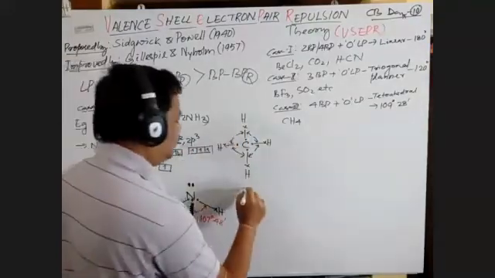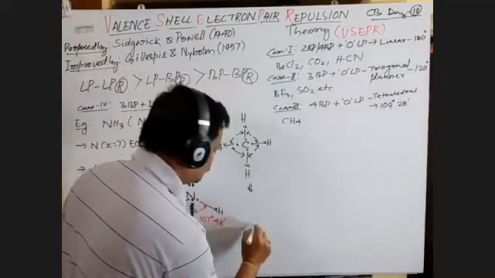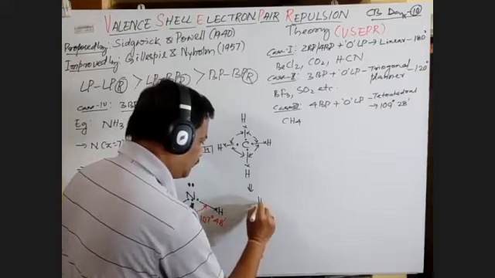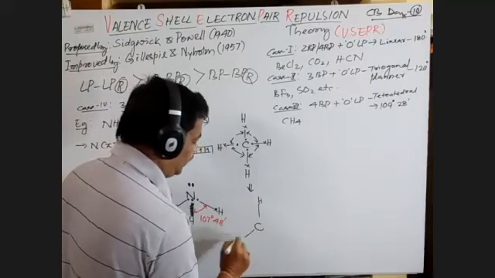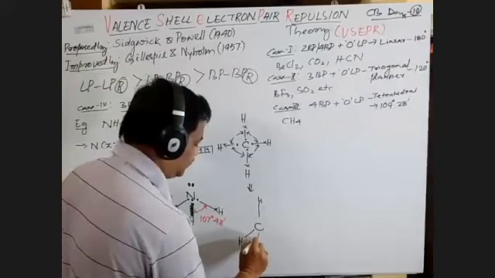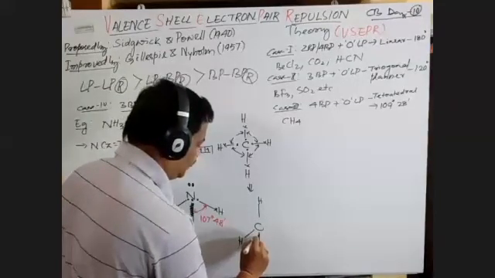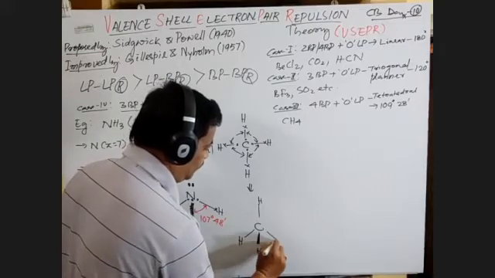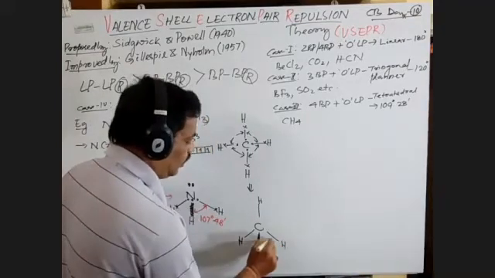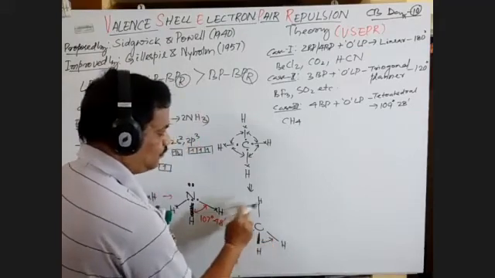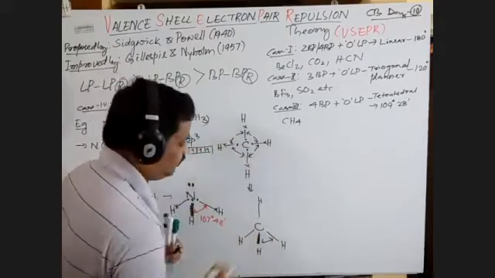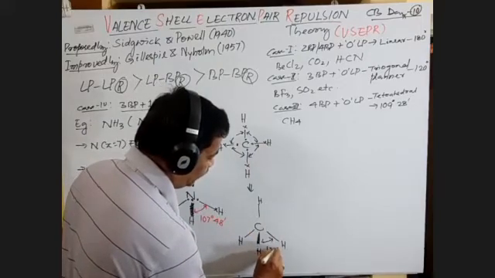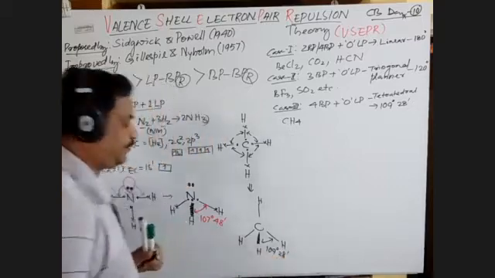So it converts like this. Carbon will be the central atom, one hydrogen on top, and the others at the three corners, with another hydrogen and a third hydrogen. Because of this repulsion, the bond angle will be 109 degree 28 minutes.